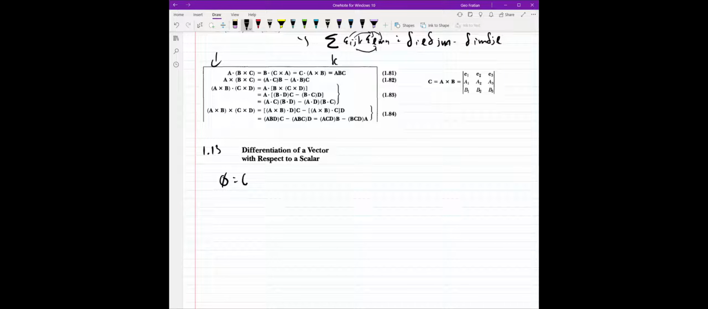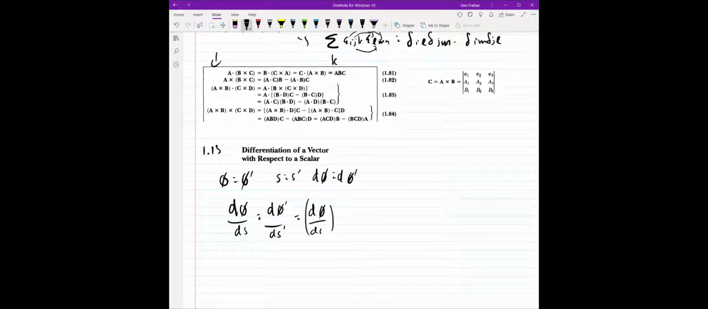Remember, phi is equal to phi prime because it's scalar invariant. S is equal to S prime. D phi has to equal d phi prime, right? If phi is the same in both coordinates, the derivative should be the same too. So d phi ds is equal to d phi prime ds prime, which is equal to d phi ds, and then make it prime, right?